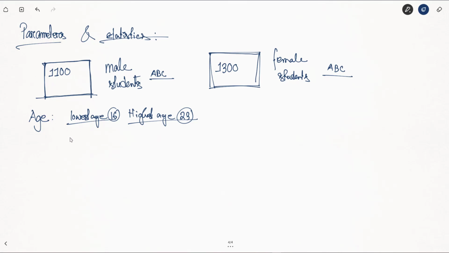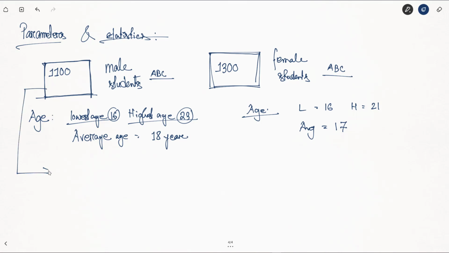Similarly, let's say we know their average age, right? Now what is average? Average means arithmetic mean, and average age is, let's say, 18 years. So this information is from this population. Similarly, let's say in this case also the lowest age is 16, highest is 21, and average is suppose 17. So this is information from this entire population.